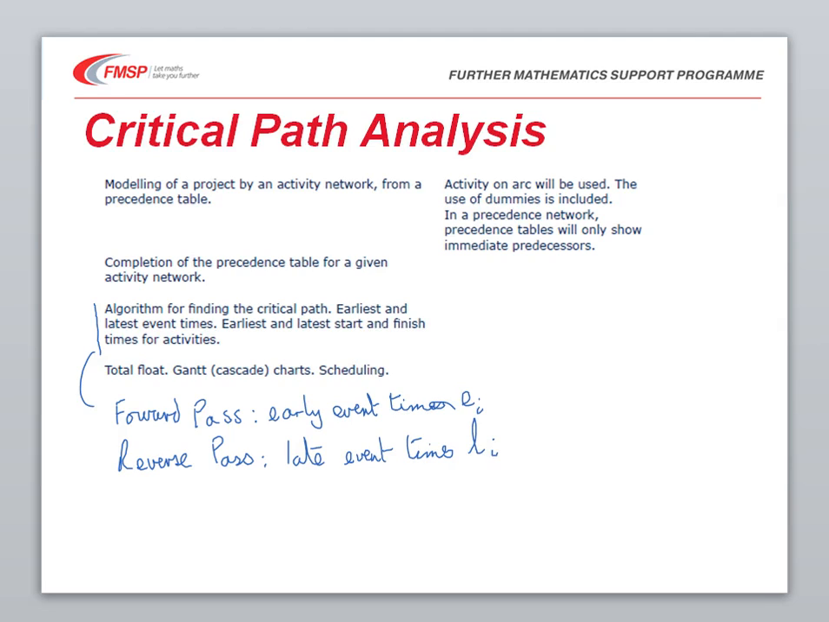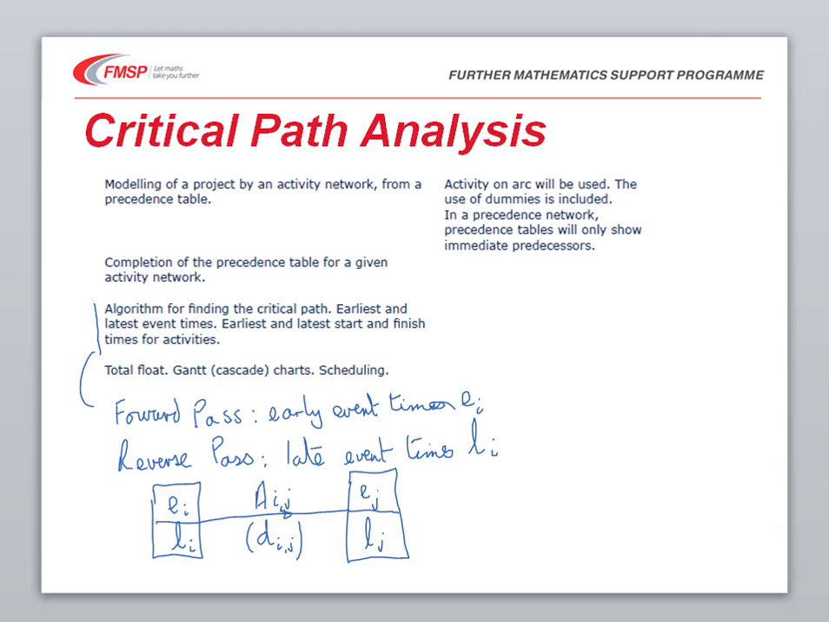Each node on the network is an event which has an early time and a late time. And it's connected by an arc which represents the activity to the next event, which would be J, which has its own associated early time and late time. So the activity, I'll call it IJ, will have some duration to show how long that activity takes.